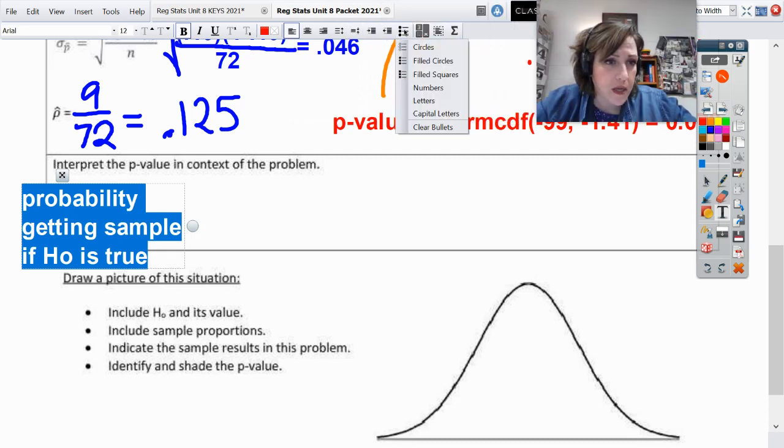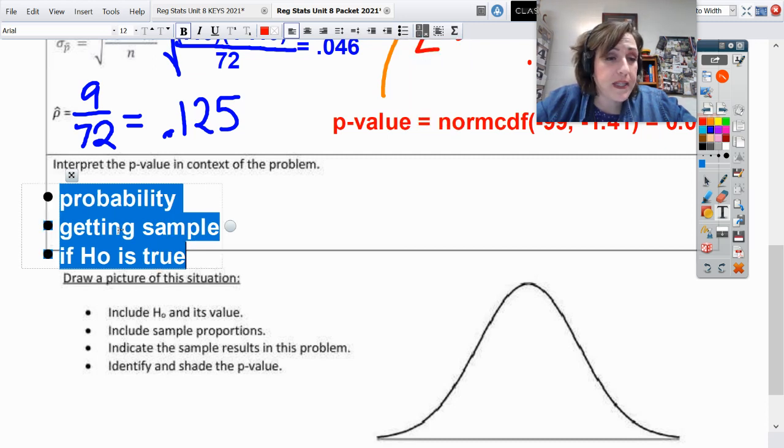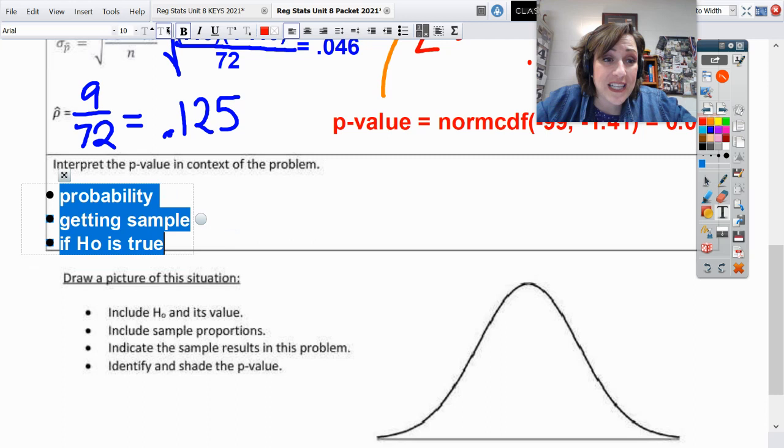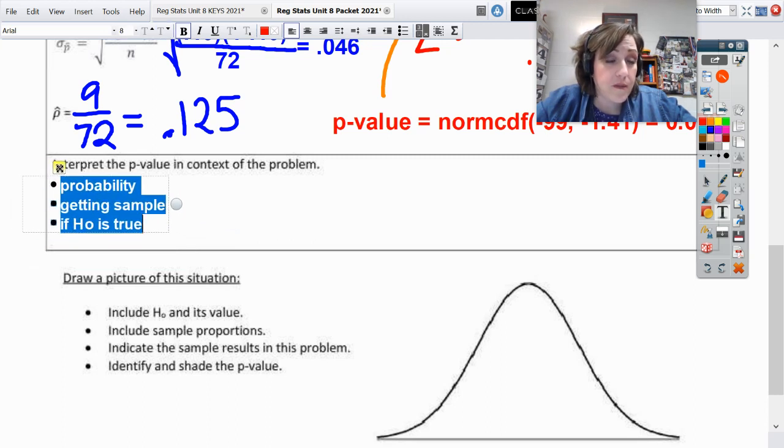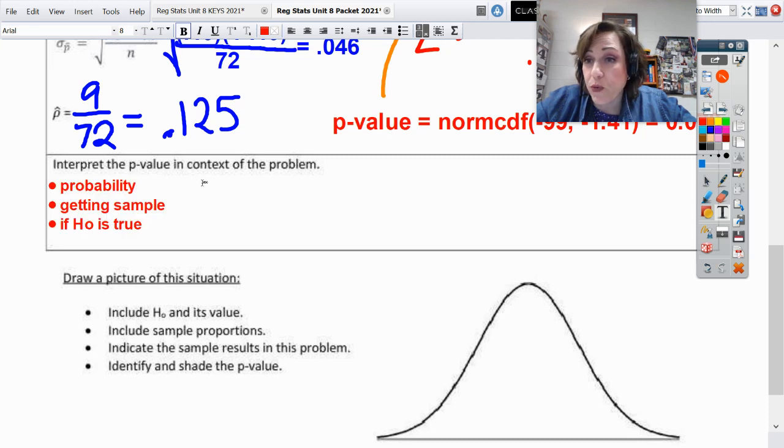There we go. Okay, so the p-value is the probability of getting that sample or something more extreme if the null is true. Okay, so there's that. Let's fill it in. So let's do these three things. All right, p-value 7.9.